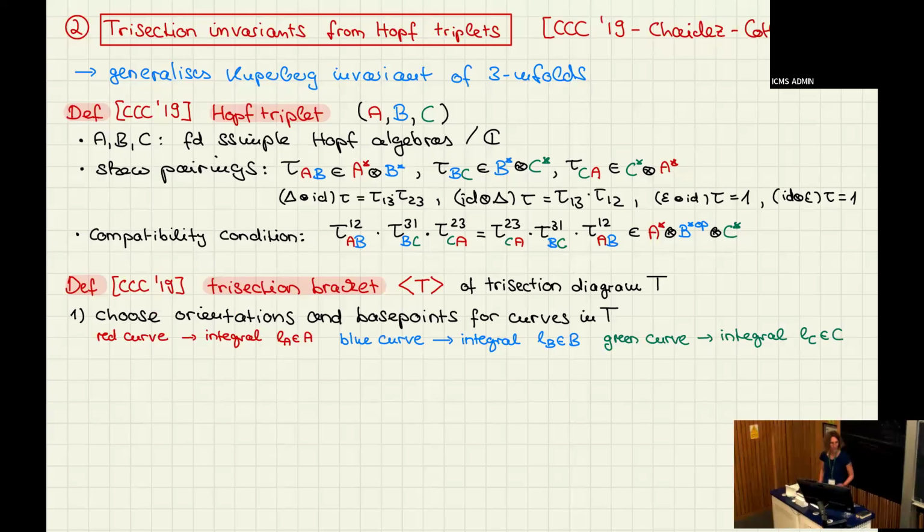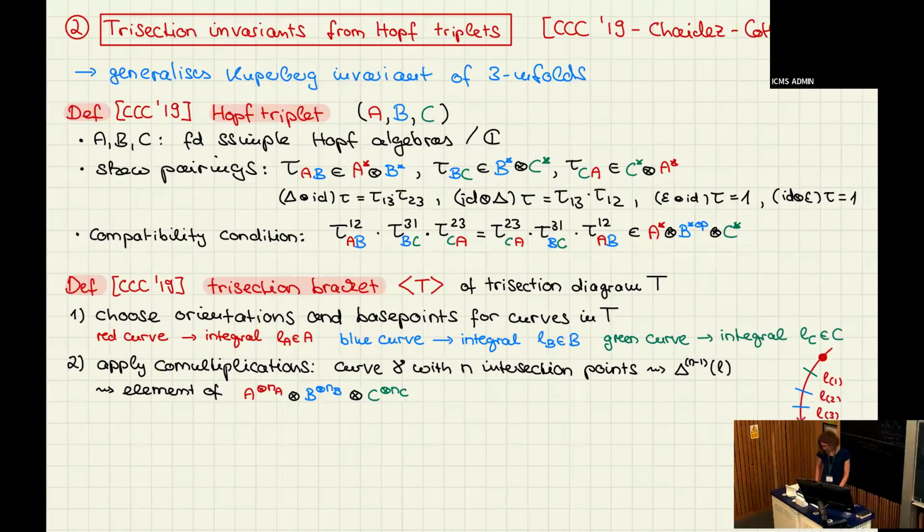So here I'm talking about a normalized two-sided integral. And to the blue curve, the integral of the blue Hopf algebra, and to the green curve, the integral of the green Hopf algebra. Then for each curve, you apply the co-multiplication. So if you have a curve that has n intersection points with curves of a different color, you apply an n-1 fold coproduct. So instead of one copy of the Hopf algebra, you now have more.